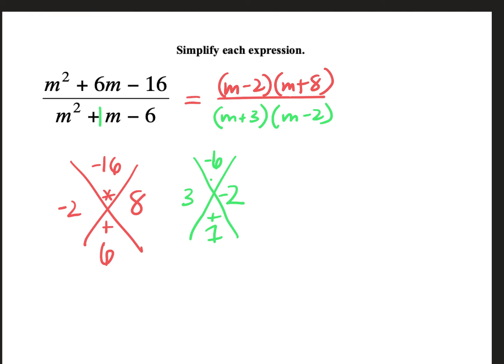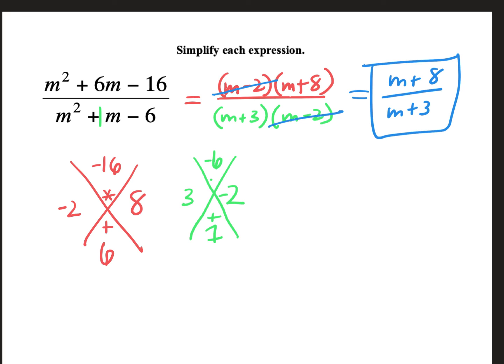All right. Again, we're going to cancel out anything that shows up on the top and the bottom. So I notice we have m minus 2, m minus 2. We're left with m plus 8 on top. And on the bottom, we're left with m plus 3. So that is your final answer.